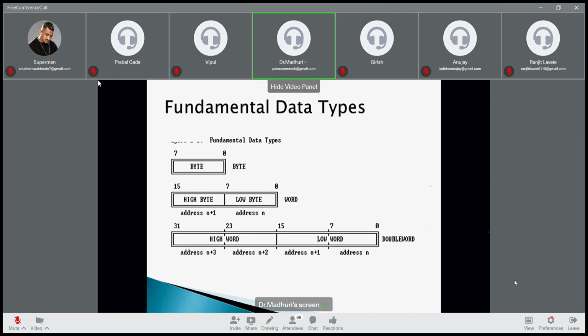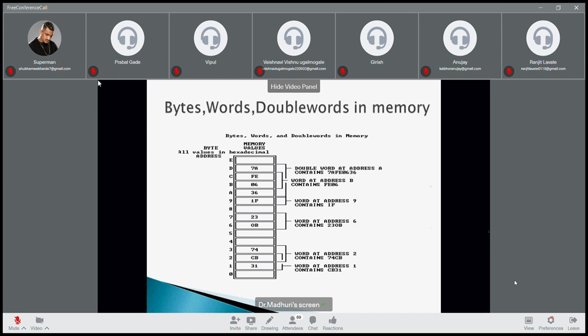So this is the fundamental data type. First is the byte, word is there, double word is there. The size of the byte is 8-bit, then word is 16-bit, and double word is 32-bit. Okay. Now next, see how you can represent that byte, word, and double word in memory. Byte means what? 8-bit. So word at address 31. See 0 0 0 0. This is 8-bit. That means 1 byte. I have already explained. This is the linear or the physical memory address.